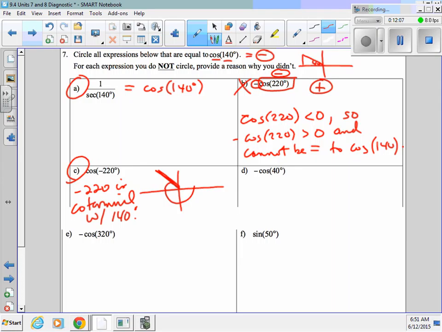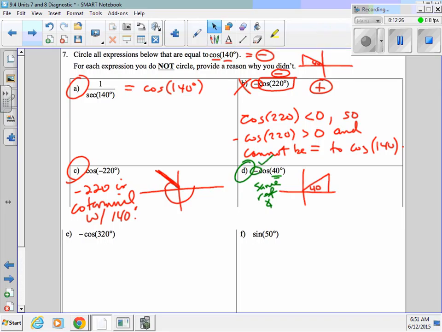Negative cosine of 40. Well, cosine of 40 is positive, and cosine of 140 is just the opposite of that because cosine 140 is in the second quadrant, so this works. Okay, same reference angle. It says the same reference angle and the same sign.